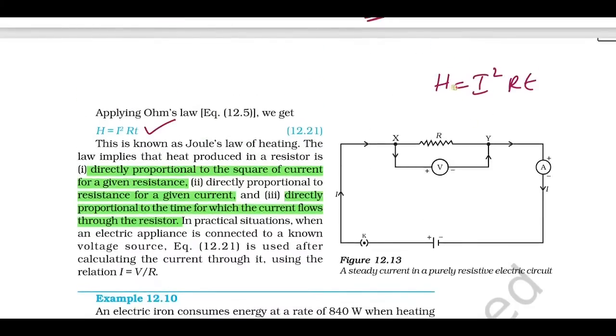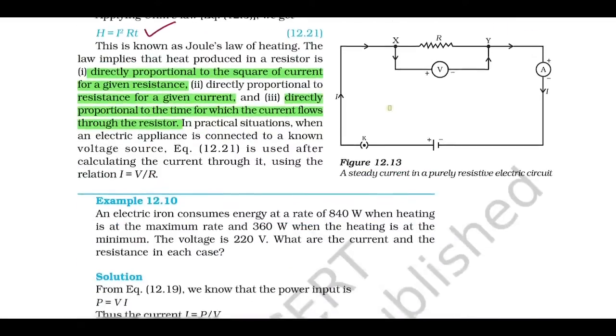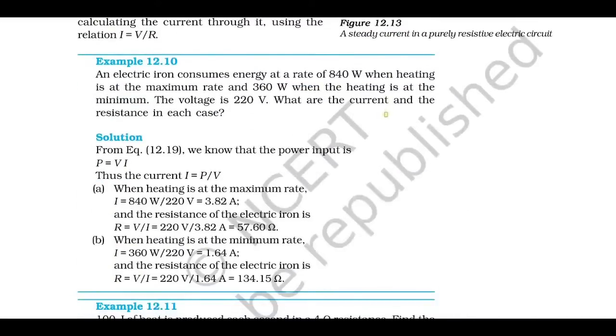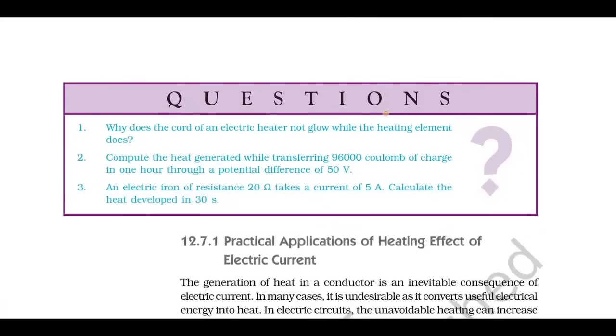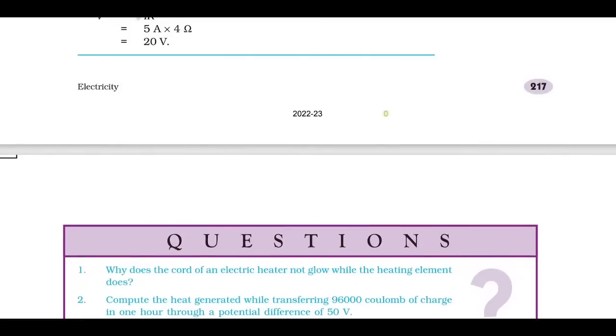The heat produced in a conductor is directly proportional to what? The square of the current, the resistance of the conductor, and also the time for which the current flows. This is called Joule's law of heating.